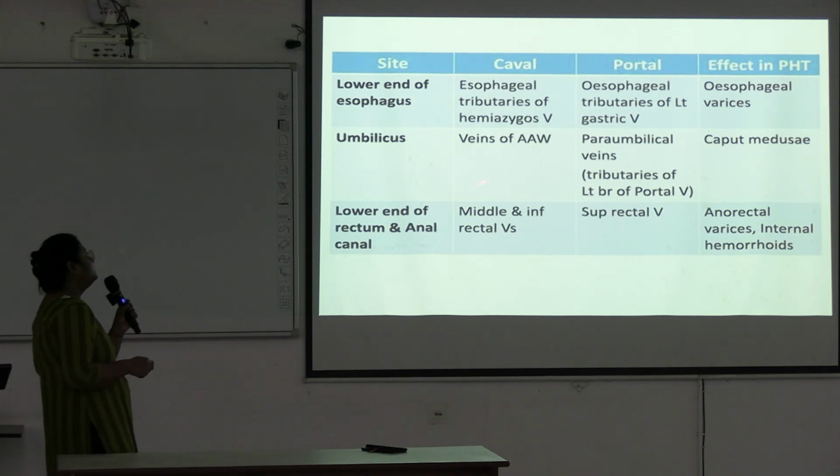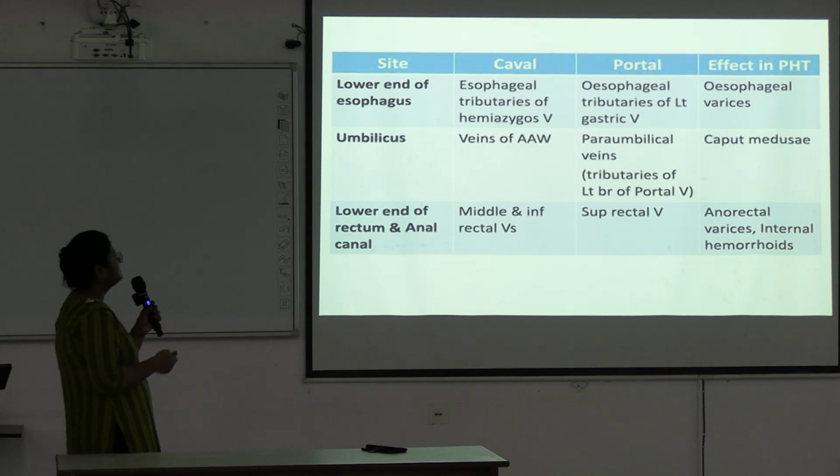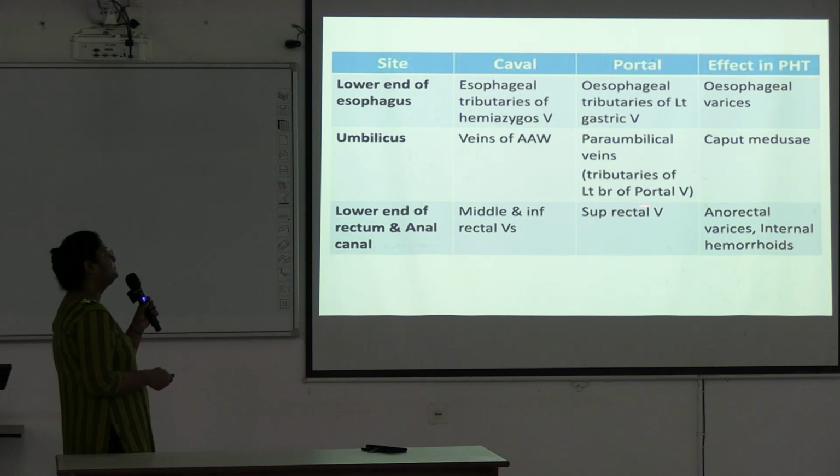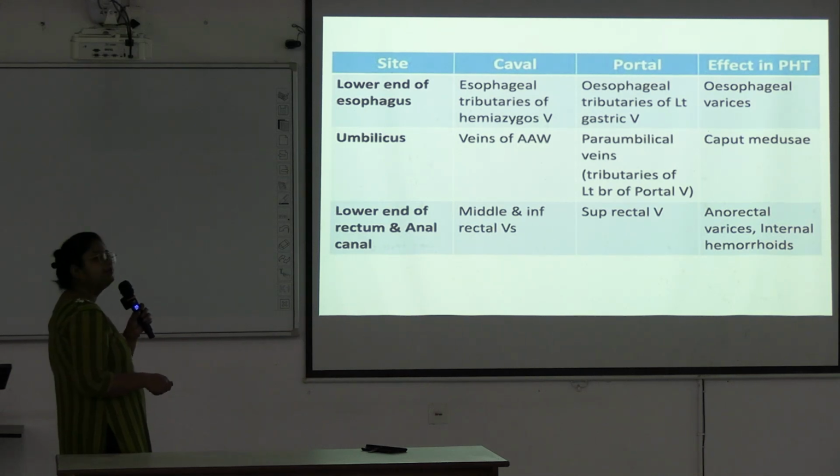Around the umbilicus, caval system is veins of anterior abdominal wall, 6 veins we have seen in the previous list. Portal vein is paraumbilical vein, tributary of left branch of portal vein. And in portal hypertension, it forms caput medusa. At lower end of rectum and anal canal, middle and inferior rectal vein is caval system or systemic system. Portal vein is superior rectal vein. Anastomosis forms anorectal varices and internal hemorrhoids.